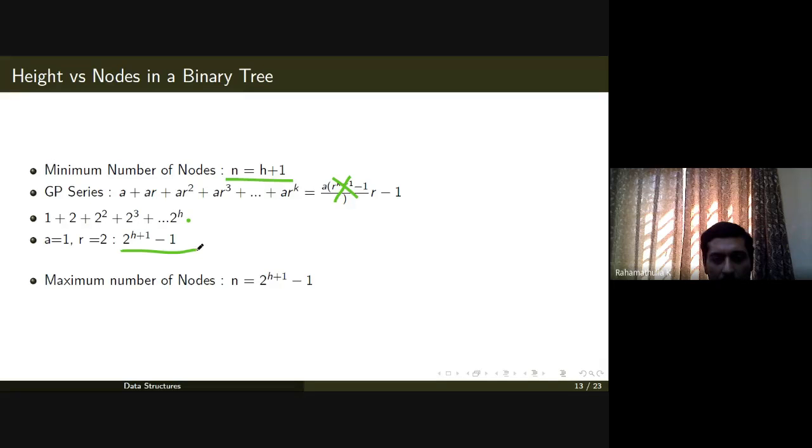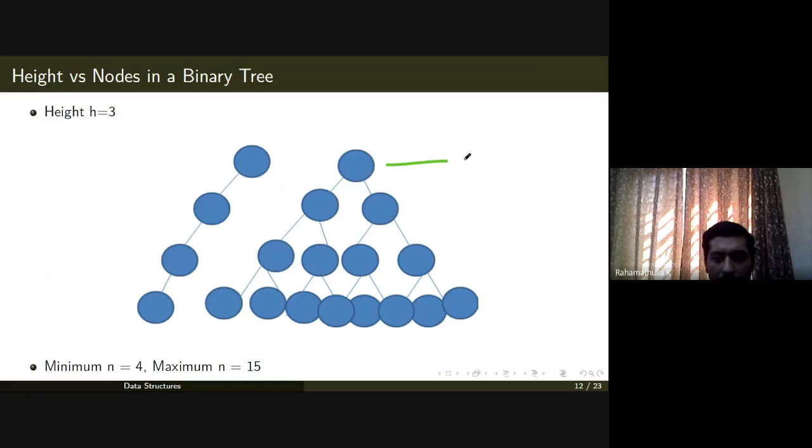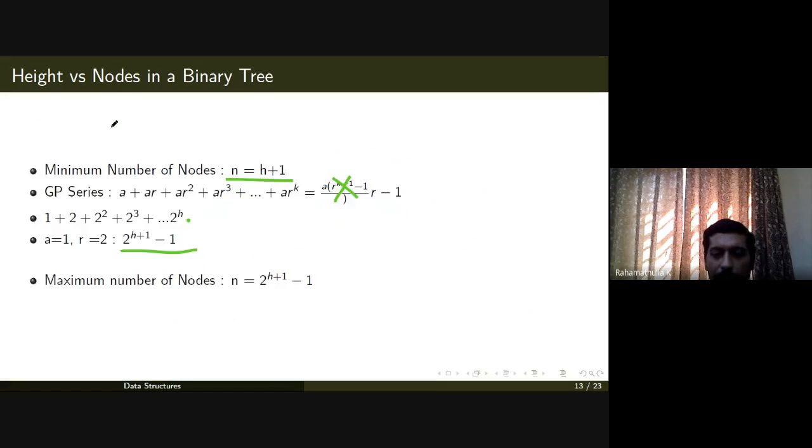So it comes out to be 2 raised to h plus 1 minus 1. In this case, height is equal to 0, height is equal to 1, height is equal to 2, height is equal to 3. So here you want to sum 2 raised to 0 plus 2 raised to 1 plus 2 raised to 2 plus 2 raised to 3. So it will be 2 raised to h plus 1, 3 plus 1. So 2 raised to 4 minus 1. So it is 16 minus 1. The maximum number of nodes required to generate a binary tree with height equal to 3 is 15.